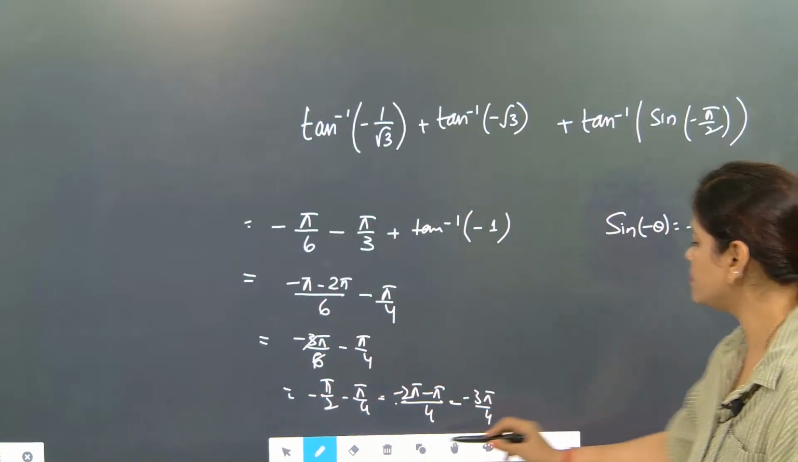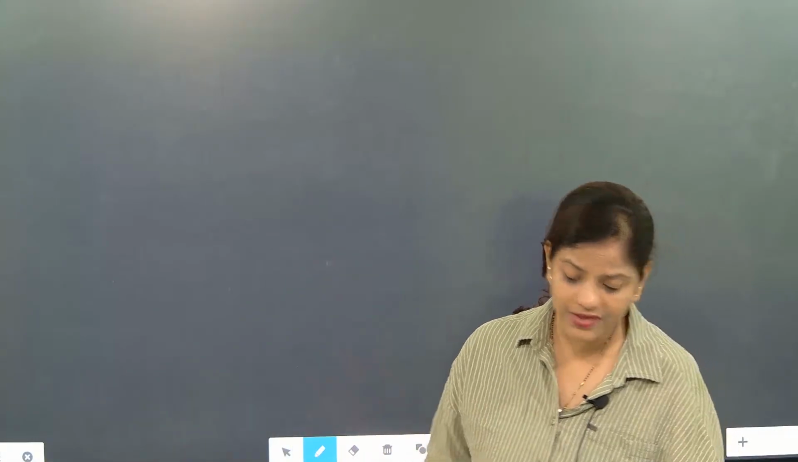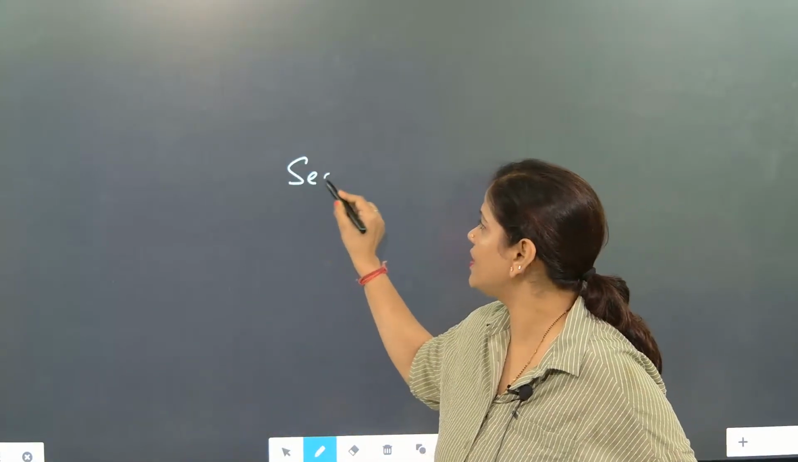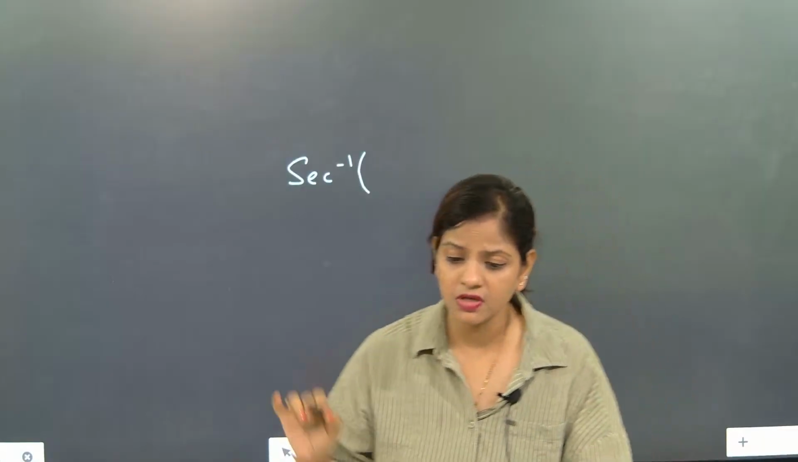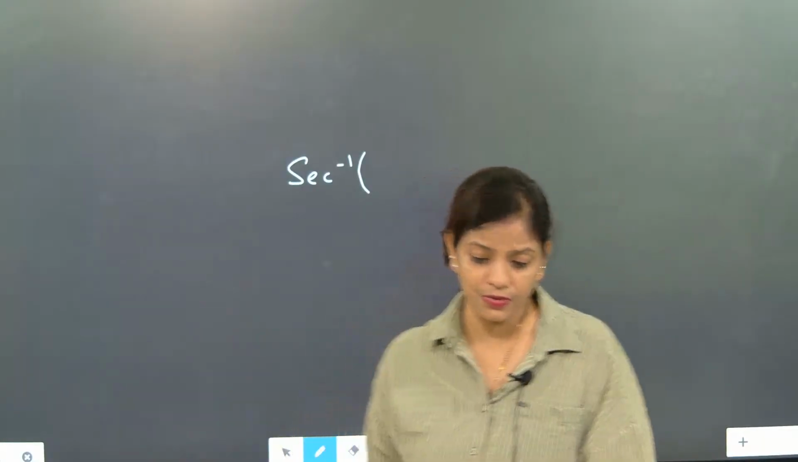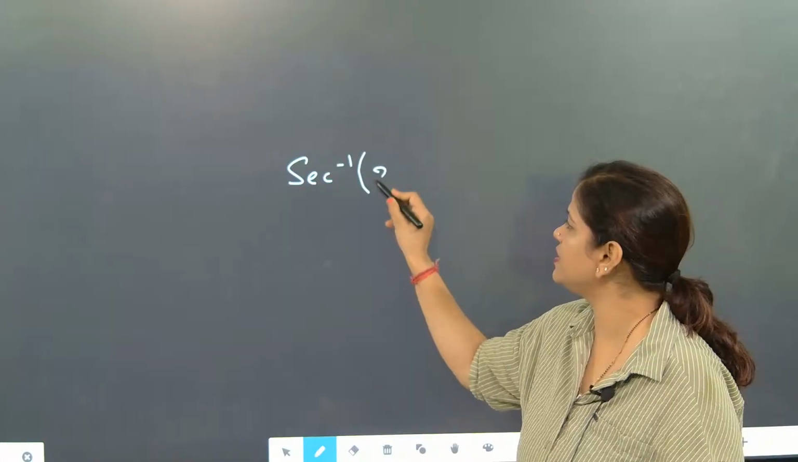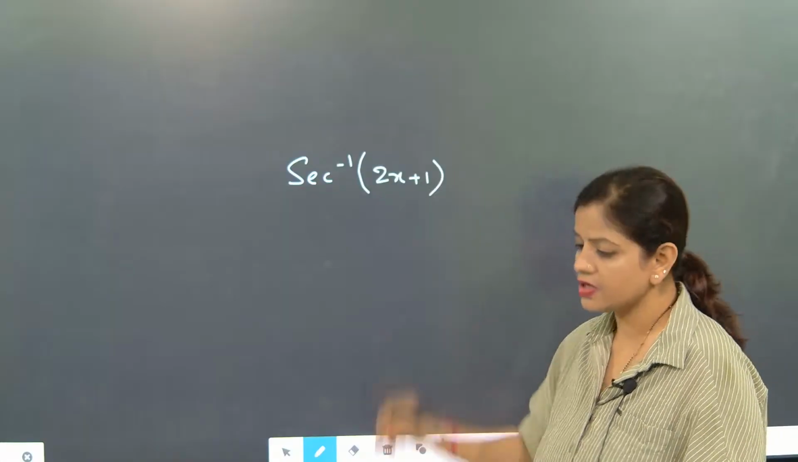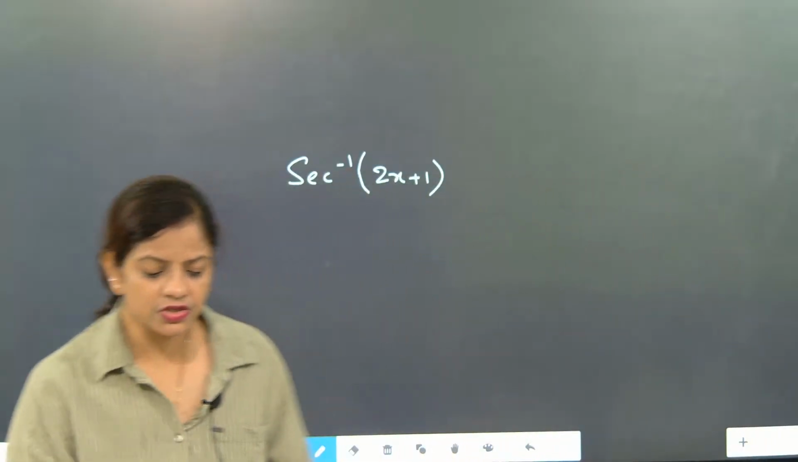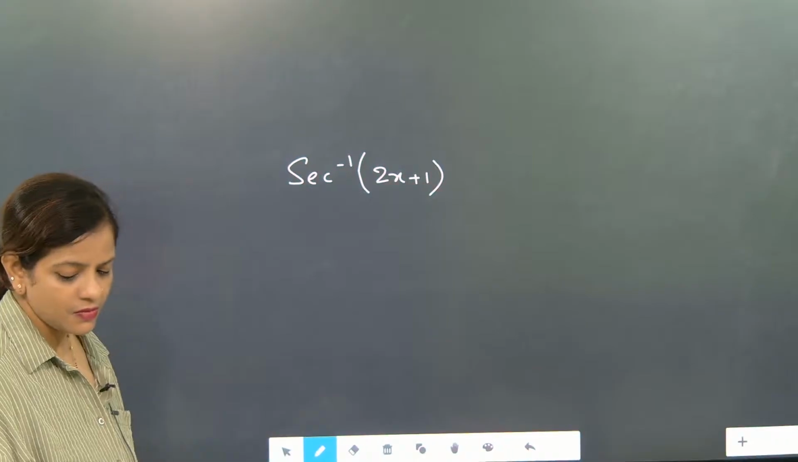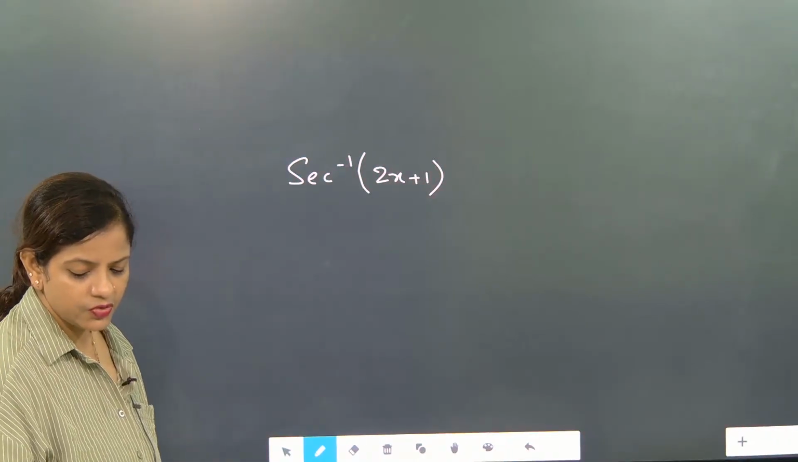Now look, if somebody asks you this question, how are you going to attempt it? The question is, find the domain of secant inverse of 2x plus 1, because sine or cos you will be able to do. Find the domain of secant inverse 2x plus 1. Come on, go for it.